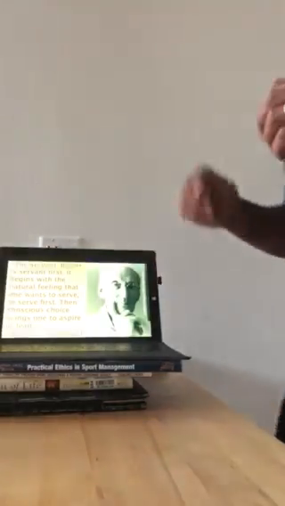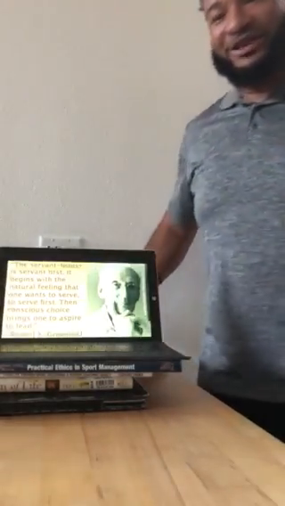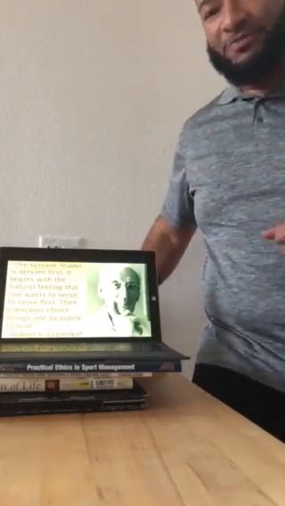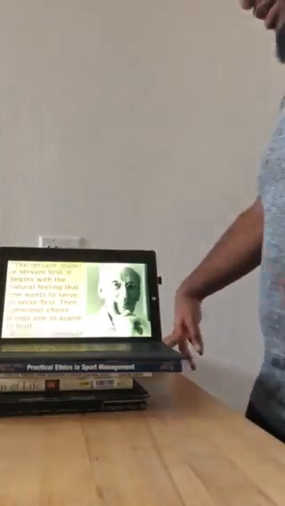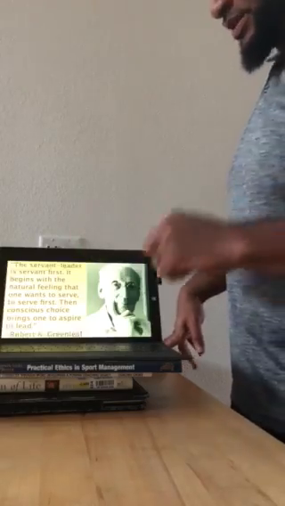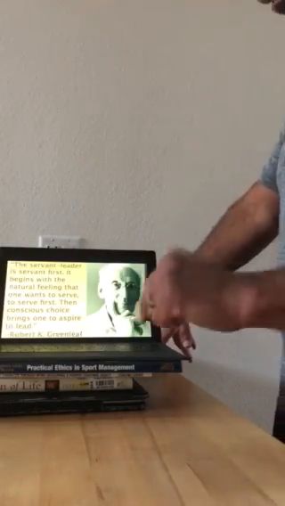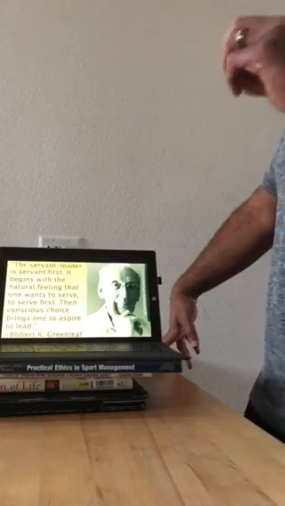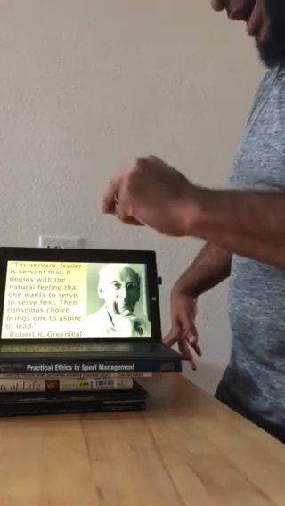The next slide. Robert Greenleaf, who I call the father of servant leadership, had this quote. He said: "The servant leader is servant first. It begins with the natural feeling that one wants to serve first, then conscious choice brings one to aspire to lead."